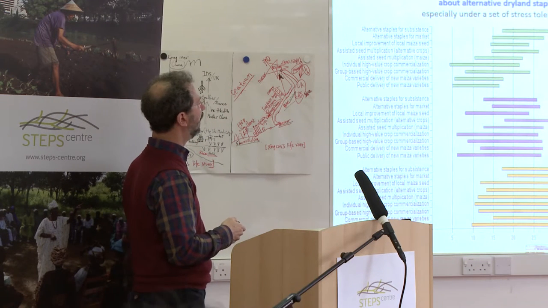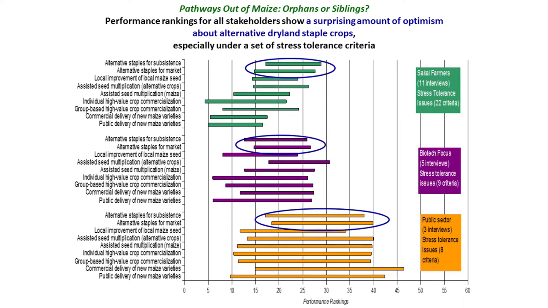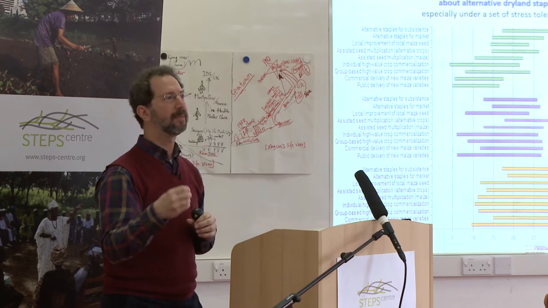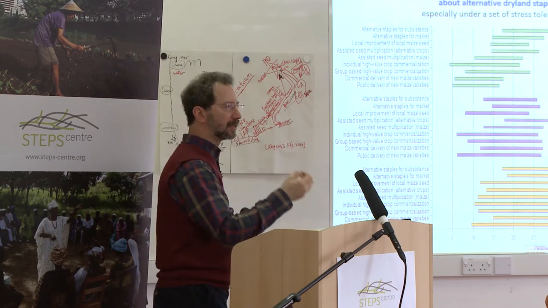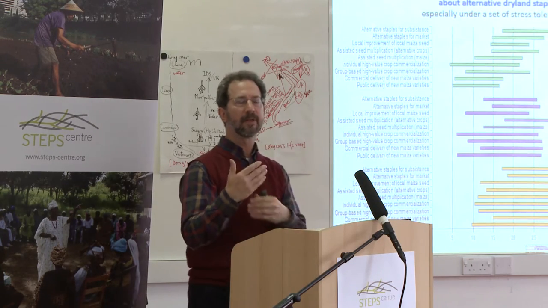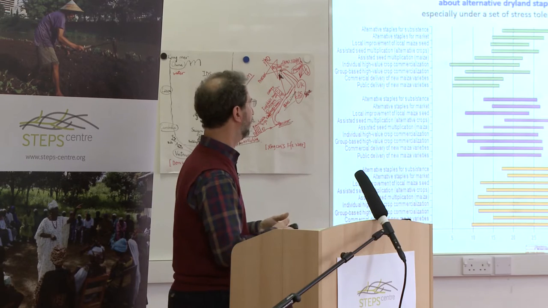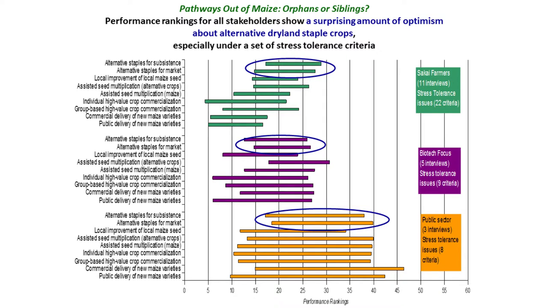So, for example, we found a surprising amount of good news, of optimism, about the alternative dryland staple crops, those sibling crops as we describe them, where we were looking at sorghum, the potential of sorghum, millet, cassava, pigeon peas, cowpeas, a whole range of alternatives that could withstand the changing climatic conditions that were anticipated in these risky environments in the first place. And from the view of the farmers, from the view of the public sector, for example, there was a lot of overlap in the way they understood the level of their ability to handle stress in that system.